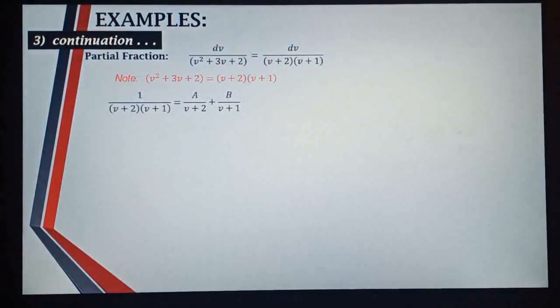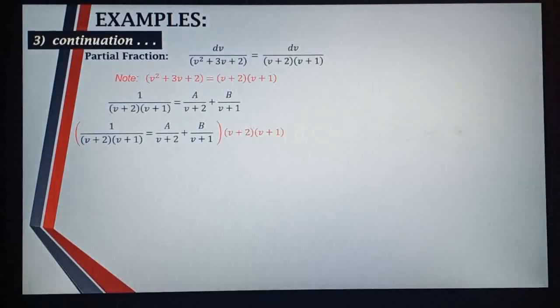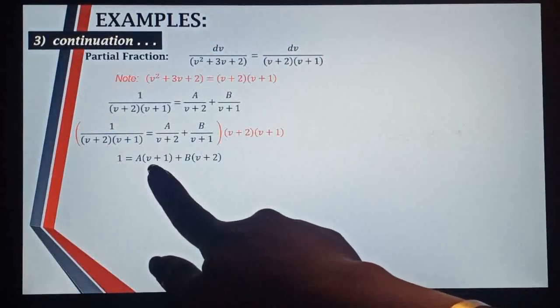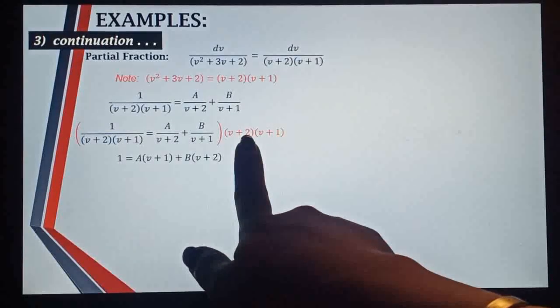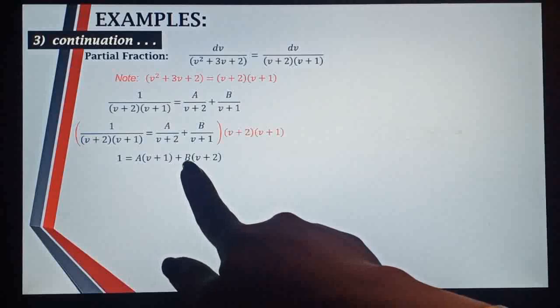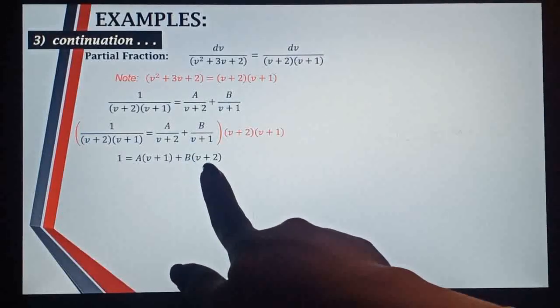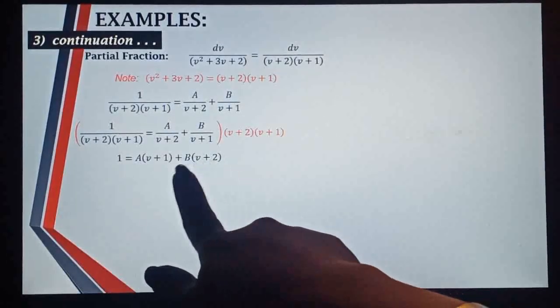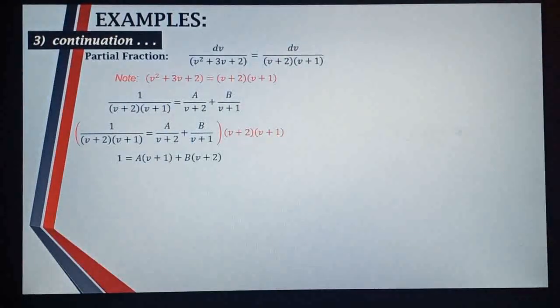So in that case, multiply natin yung whole equation into v plus 2 and v plus 1. We will now have 1 equals a multiplied to v plus 1 since makakancel si v plus 2. Then, yung second term, this will be b multiplied to v plus 2 since makakancel si v plus 1. So, ito ngayon yung working equation natin sa partial fraction. Then, we will use the by degree method. So, the highest degree in this equation is first degree, which is v.